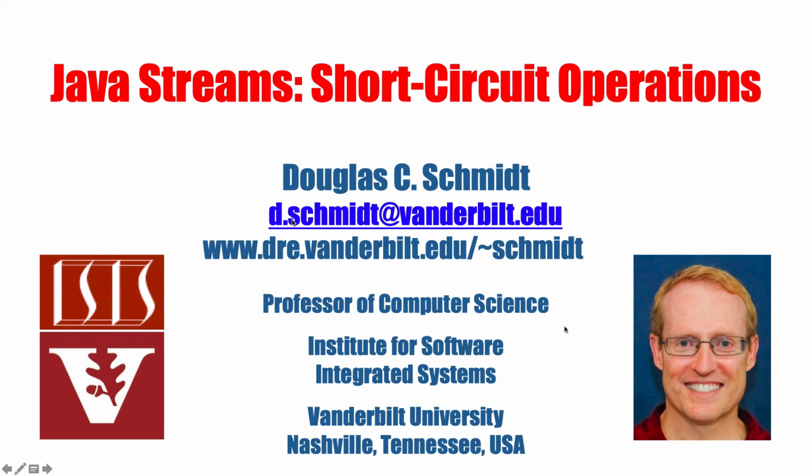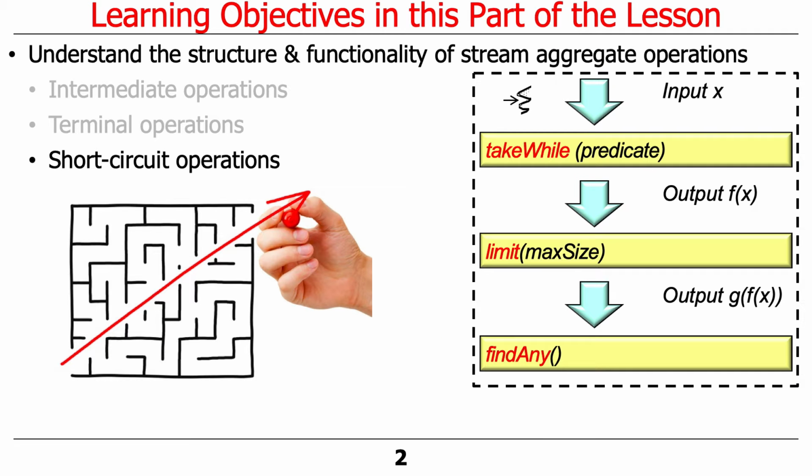So what we covered last time was a discussion about aggregate operations in general. I talked about intermediate operations, which are the operations that occur between the data source and the terminal operation, which are optional, but they're usually there. We talked about terminal operations. We're going to talk a lot more about terminal operations in a second. But before we go any further, I want to talk first about so-called short circuit operations.